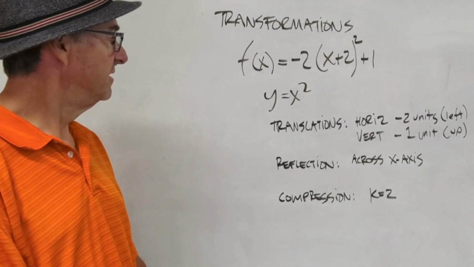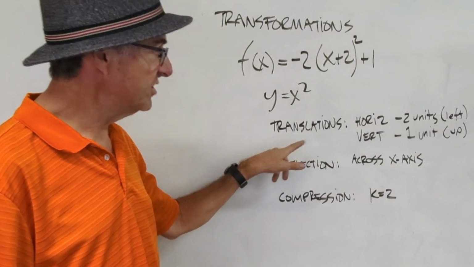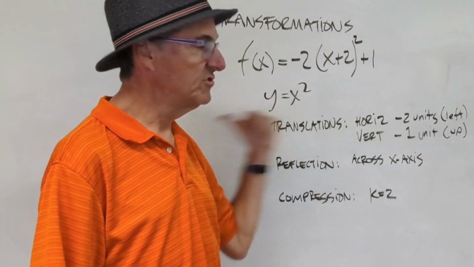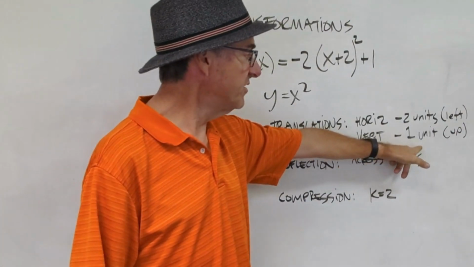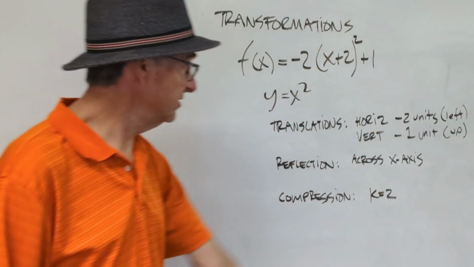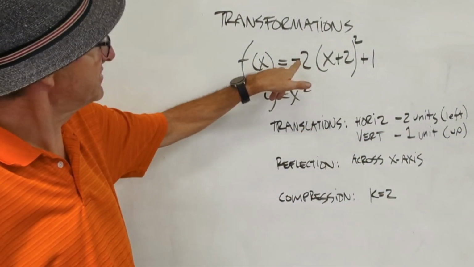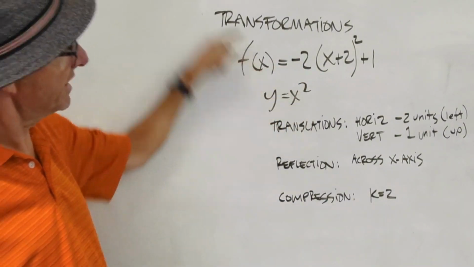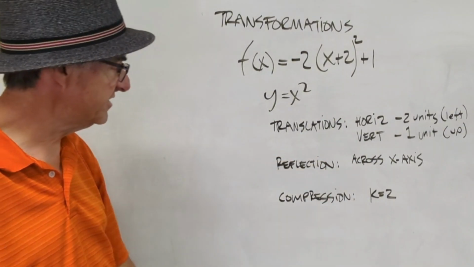Okay, let's see how you did. Translation. This is a slide, and we've just moved it horizontally -2 units, which is to the left. We've moved it vertically 1 unit up. And then we've reflected it across the x-axis. That's the negative here. So instead of opening up, it's opening down. So that's a reflected parabola across the x-axis.